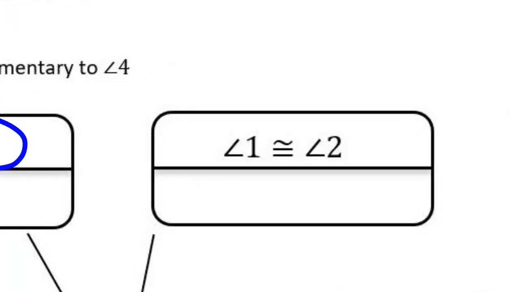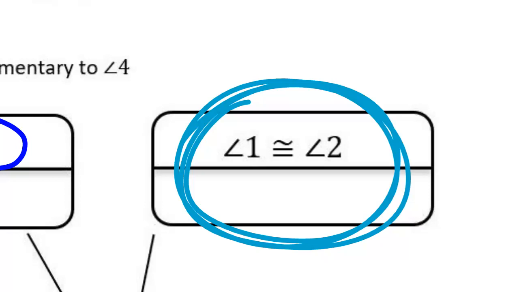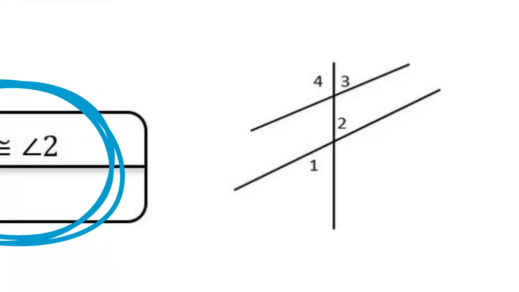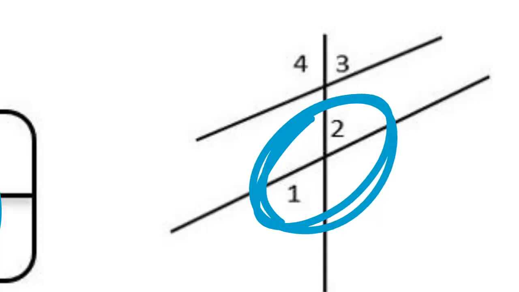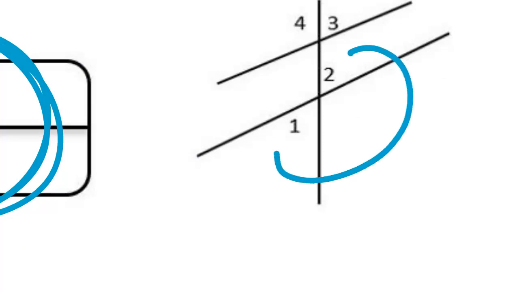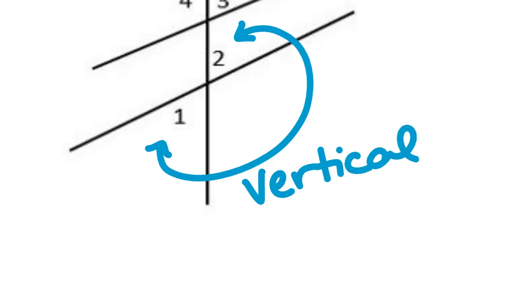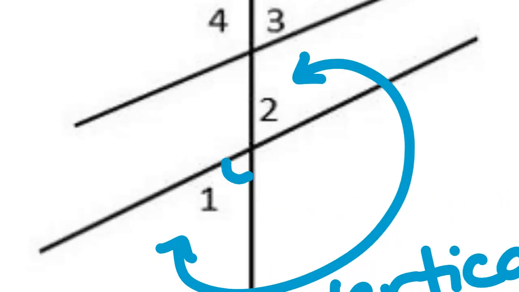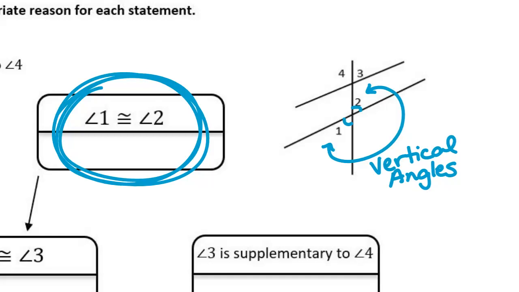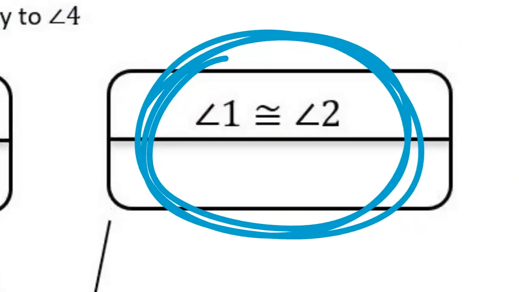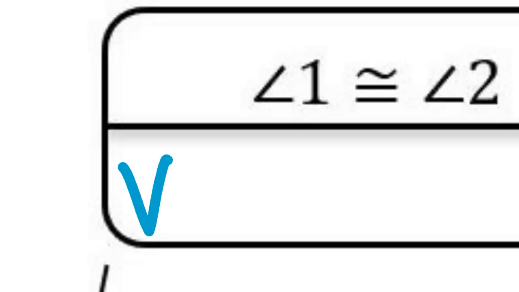This other top level statement over here can't be coming from my given because I only had one thing in my given. So it has to be coming from something I'm allowed to assume from the picture. So let's go find angles 1 and 2. Here's those two angles. What do we call that angle pair? Vertical angles. And this is saying that they are congruent to each other. So I'm going to go ahead and mark them as congruent on the picture. Vertical angle theorem, yes.